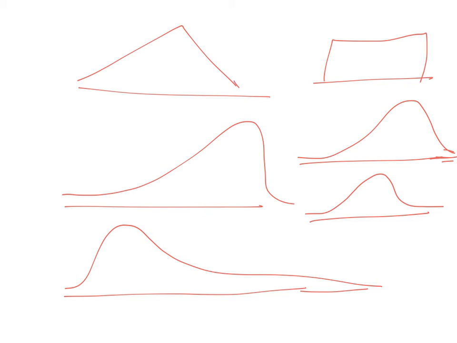When in doubt, usually it's going to fall into one of three: either symmetric uniform, or symmetric bell-shaped. If it's not symmetric, it's going to be skewed. So this one's skewed left, this one's skewed right.